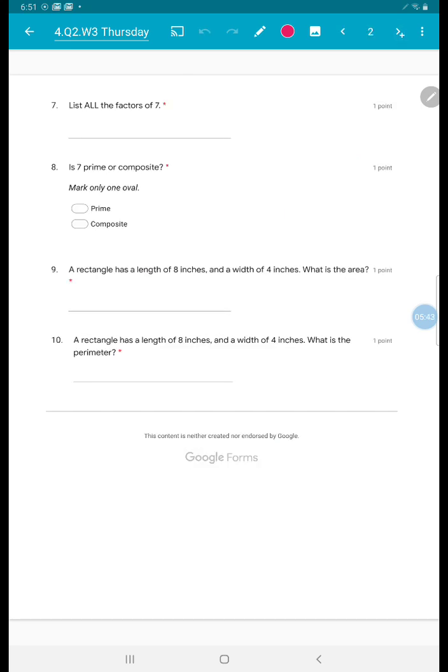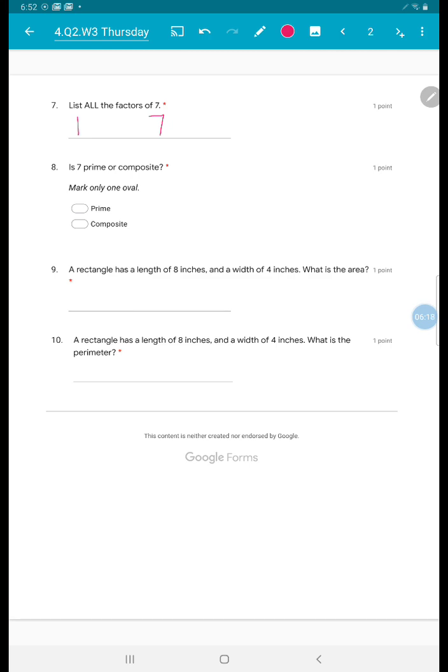Next, it asks us to list all the factors of 7. So I know I'm looking for numbers that multiply together to equal 7. So of course, 1 times 7 equals 7. 2 will not be a factor because 7 is not even. Any number multiplied by 2 always equals an even number. I can try 3. 3 times 1 is 3. 3 times 2 is 6. And 3 times 3 is 9. So I can't multiply 3 by a whole number to equal 7.